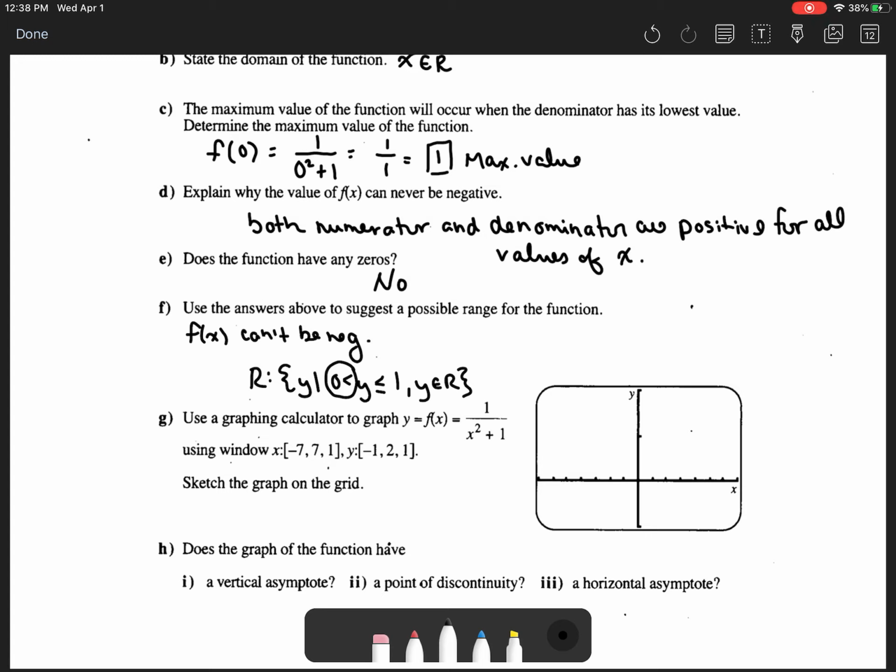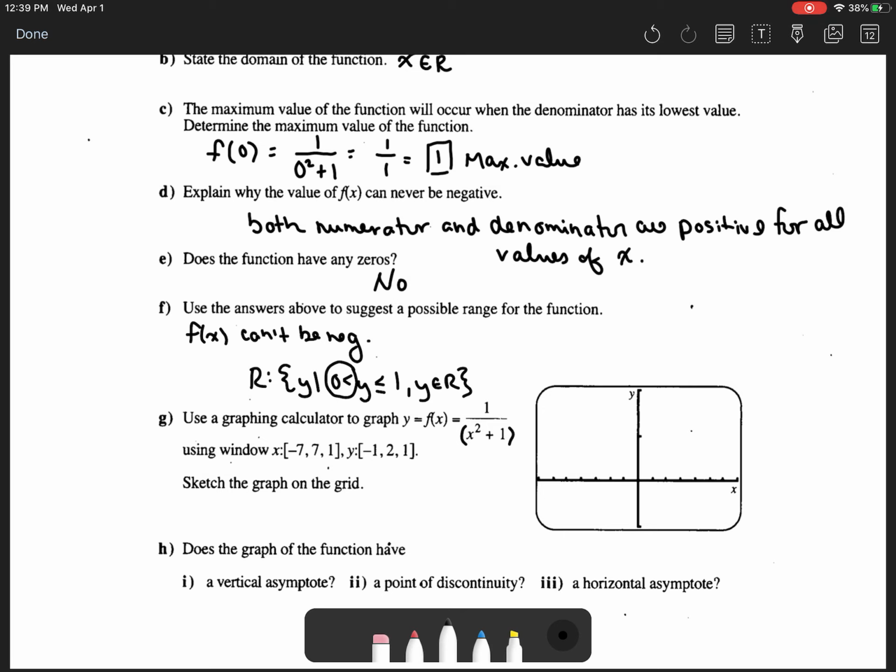Part G now says use a graphing calculator to actually sketch it. So remember, when I put this into my calculator, it's 1 divided by, and I want to make sure x squared plus 1 is in brackets. They've been nice to me. They've given me the window settings. So remember, it always goes min, max, and scale for both the x's and the y's.